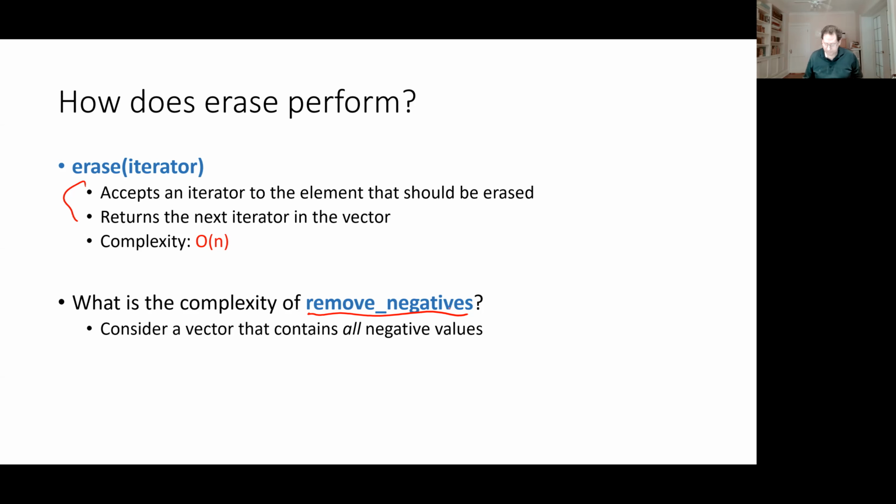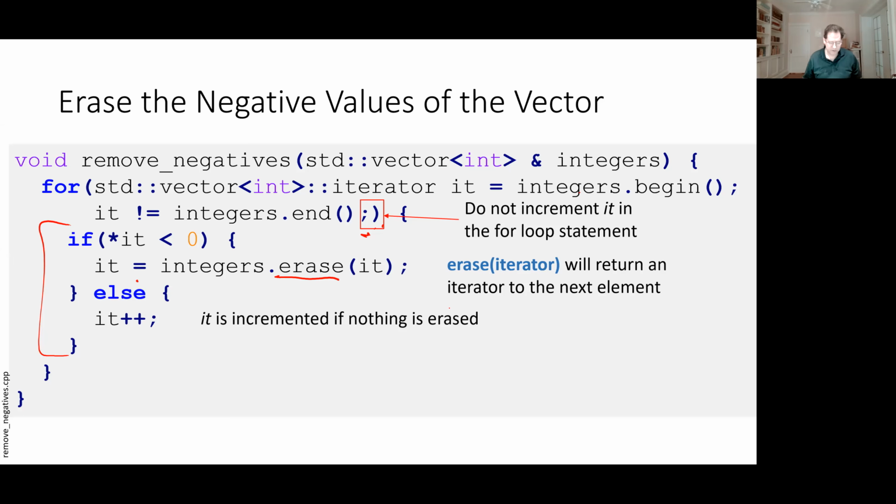Okay, so given this, let's go back to our remove negatives function and look at its computational complexity. Here's my remove negatives function. The worst case is if I had a vector that's all negatives. What's the order of this? Order 1, order log n, order n squared, order n cubed.